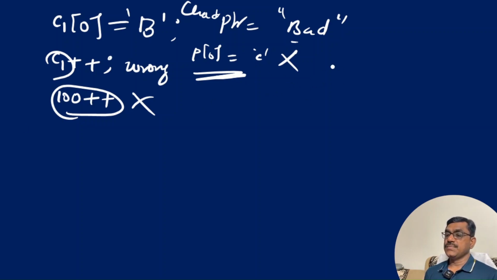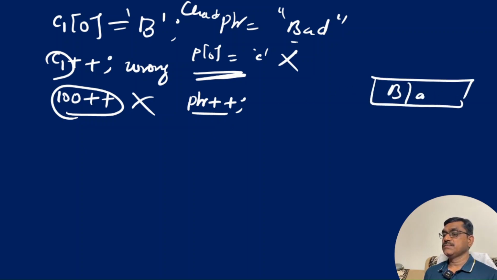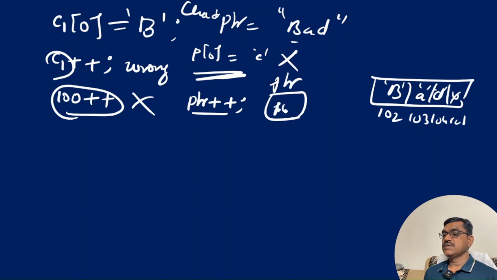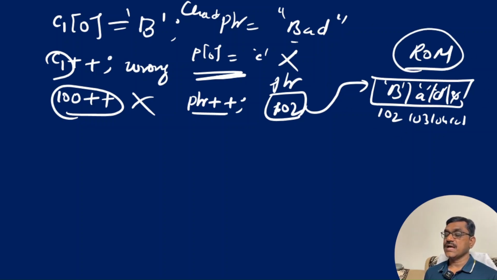Now, for example, can you say ptr plus plus here? This is called pointer arithmetic. Just now I said it is "bad". The last character is the null character. Assume that this is 102, 103, 104, 105. I said ptr is the variable which consists of the address 102, which is pointing to this memory. This memory is read-only memory. We don't know the exact memory location. It is not stored in the stack. Now, ptr is a pointer which consists of address 102, which is a base address. That means which character, B.